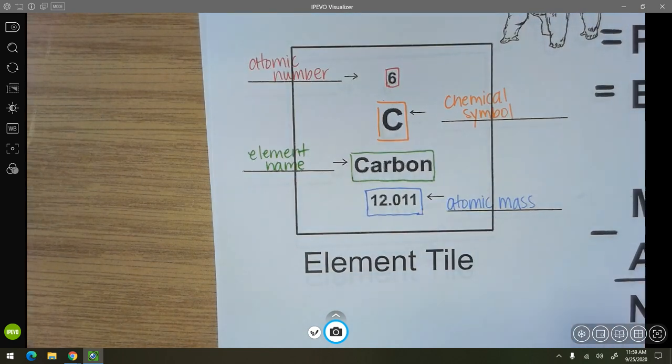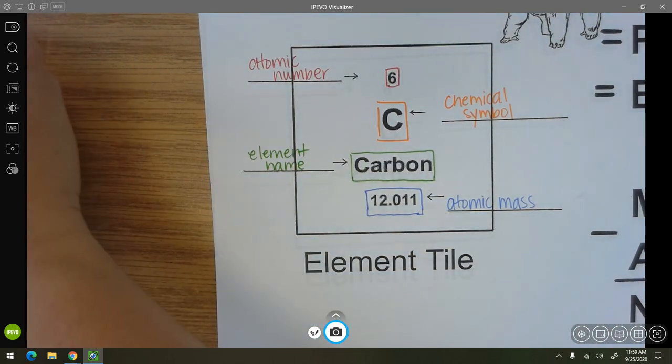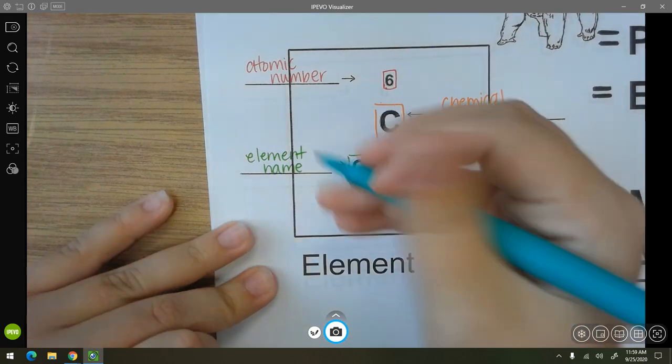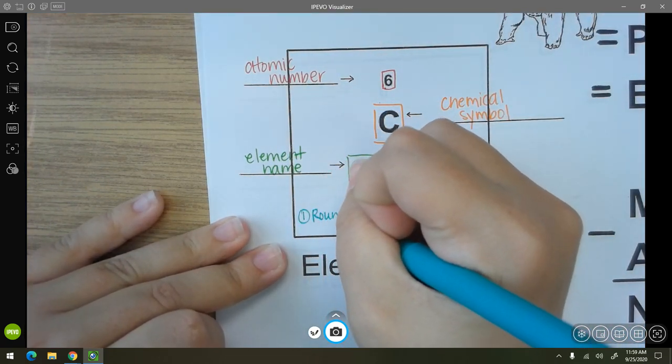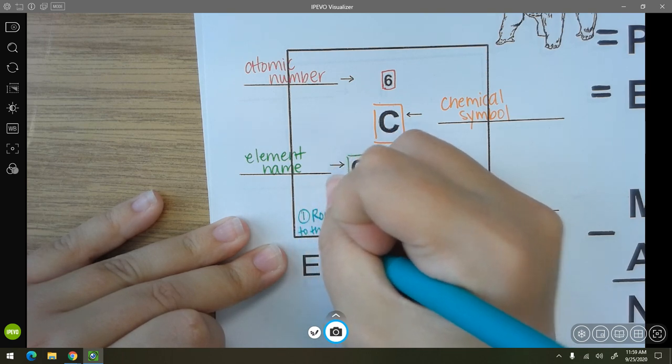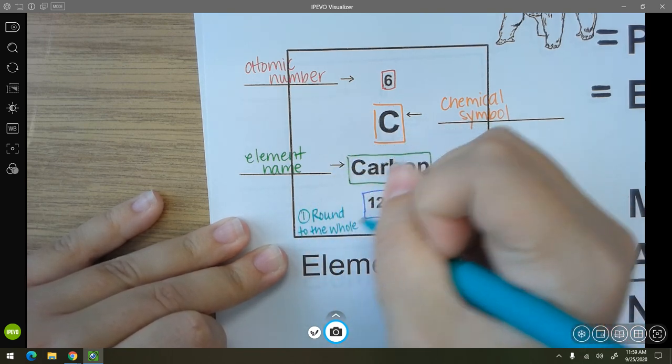So what we need to do, the first thing that we always do when we see an element tile, so I'm going to put a big number 1, is we need to round to the whole number.